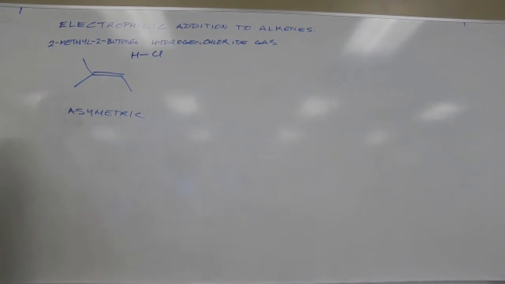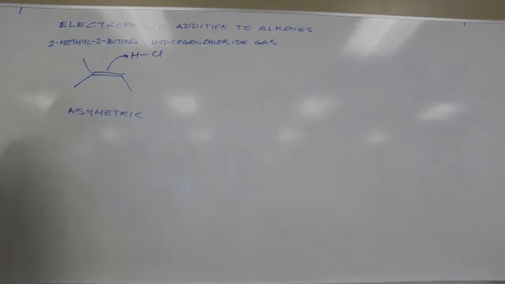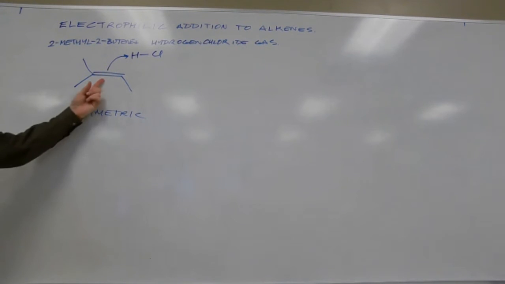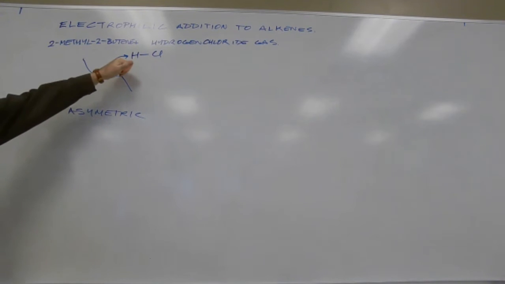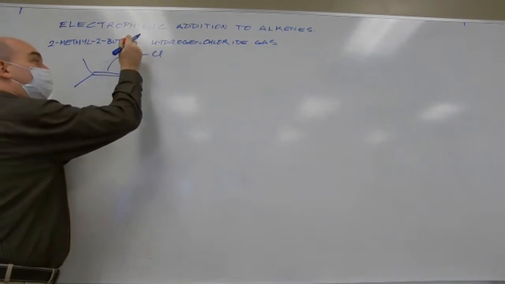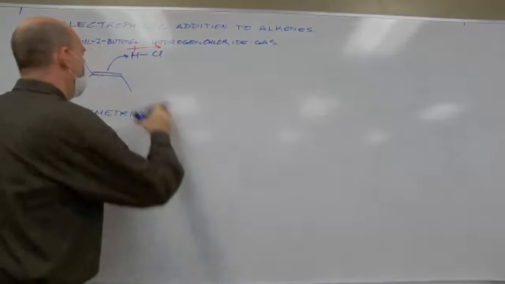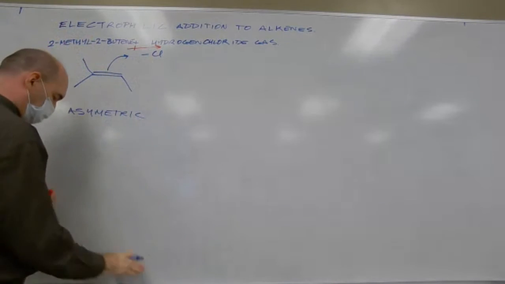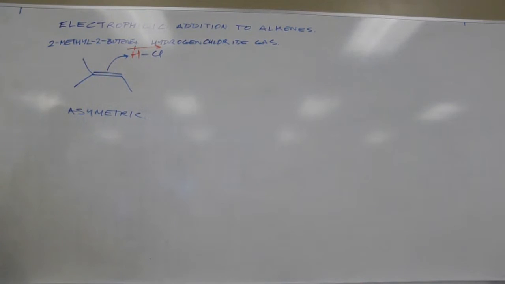HCl. I changed it from HBr. Reaction starts the same way. The electrons from the pi bond, that's where my electron-rich part is, reach out and grab hold of the most positive thing that they can find. That's the most positive thing because it's on the losing end of that polar bond. All right.